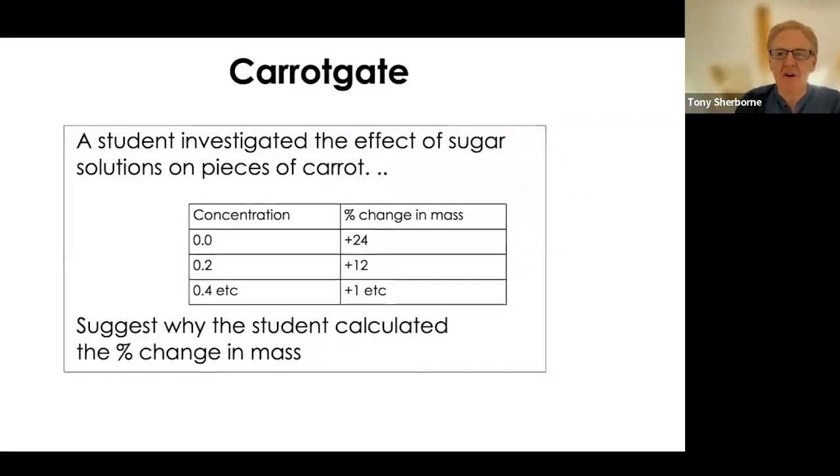Let me take you back first to 2018. Have a look at this question, see if it rings bells. Feel free to make a comment in the chat.